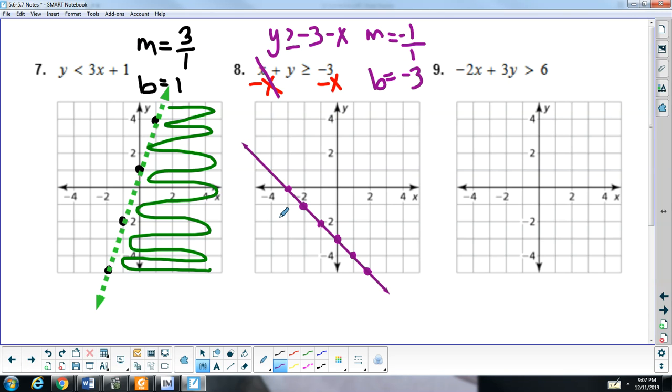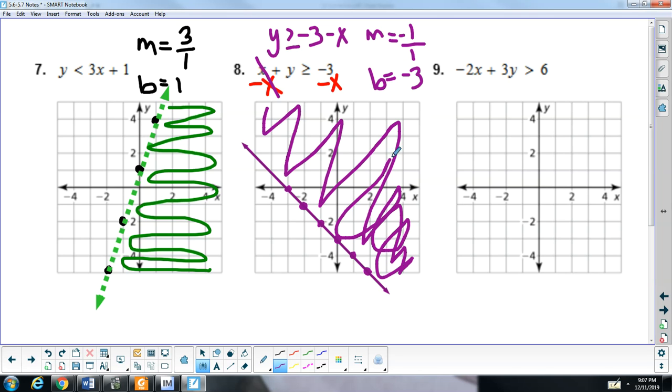Okay, the last part we have to do is shade. Since our inequality is greater than or equal to, I'm going to shade everything above the line. Again, if you need to, draw your stick figure. But here is above the line. Sorry, my scribble scrabble. It's hard to do this with the mouse. Okay, so everything in this shade is a solution, and everything on this line.